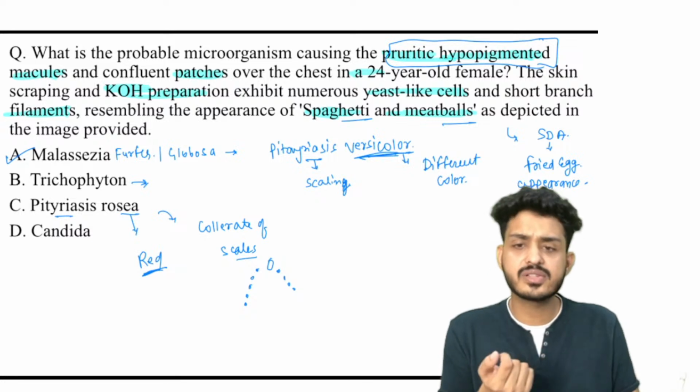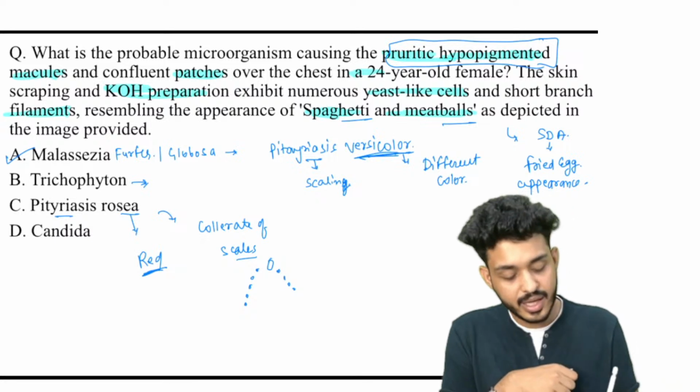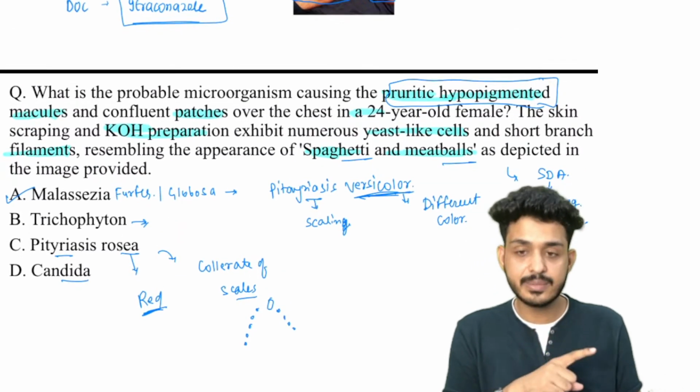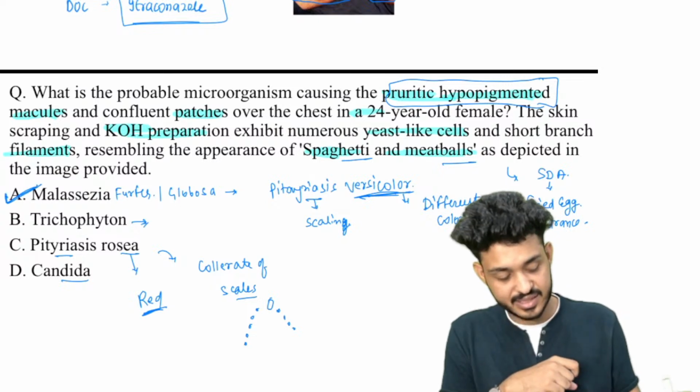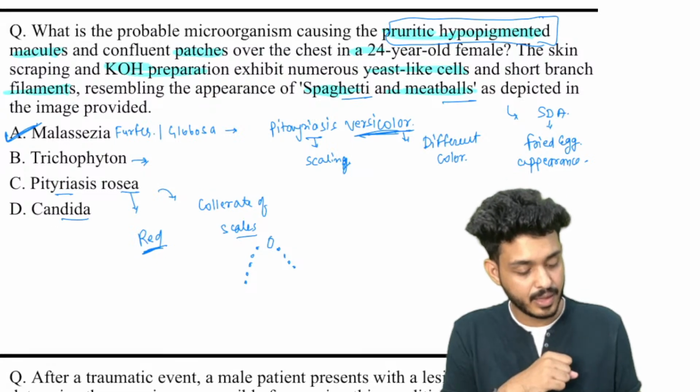Okay, how can we treat? It is a fungal infection. We can give selenium sulfide, we can use azoles. Candida we have already seen, so Candida cannot be the answer. So the answer here will be Malassezia, guys. Collarette of scales will be there.